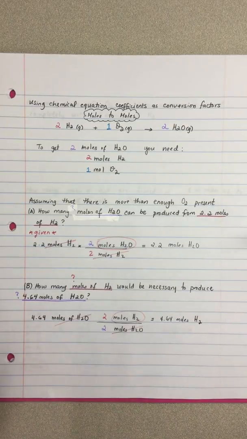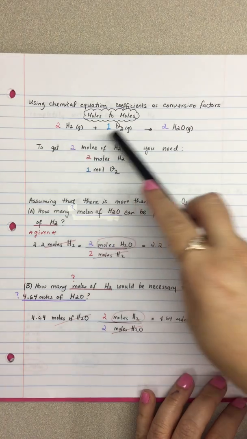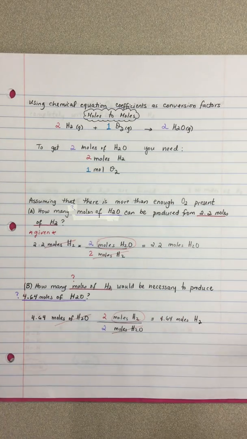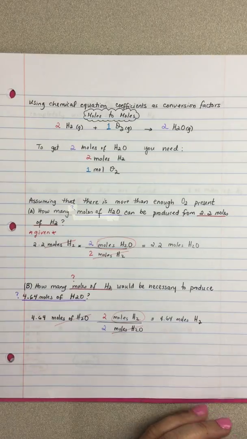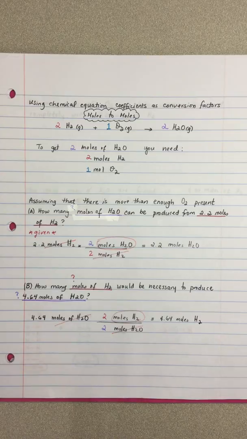So this is what we do if you're given an amount of any reactant or any product in moles, and you're trying to find out the amount of anything else in that chemical equation, also in moles. Okay? You use your coefficients here to write down a conversion factor, and your conversion factor should always have on the top part what you're trying to get, and on the bottom part what you're trying to cancel out, which is the same thing that was given. Okay?